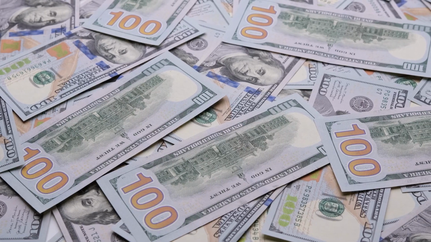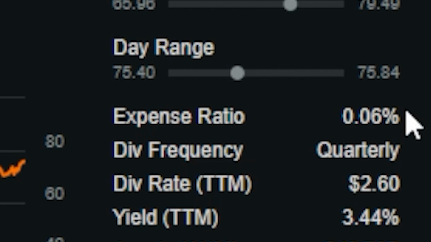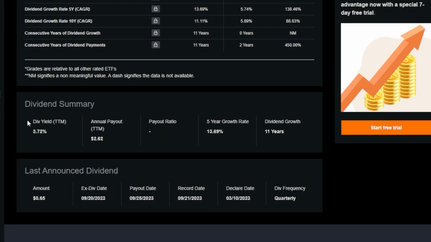But a few more very important facts before we move on any further. SCHD's expense ratio is just 0.06%, which is a very cheap cost to own a very high quality ETF like this, in my humble opinion. The dividend frequency is quarterly, and the trailing 12-month dividend is around $2.60. Dividend growth investors as of today can lock in a decent starting dividend yield of around 3.57%, more or less.